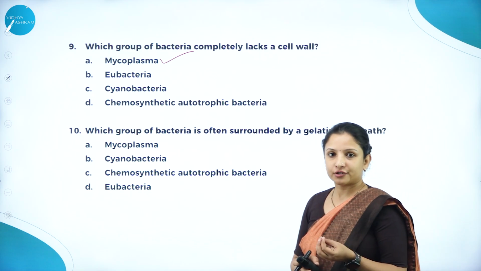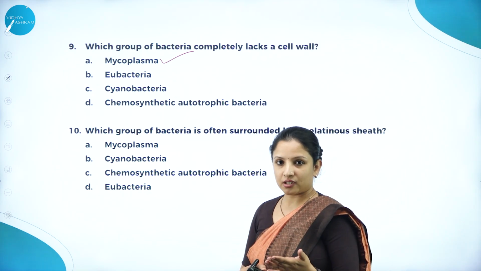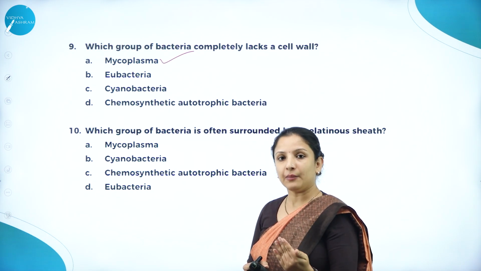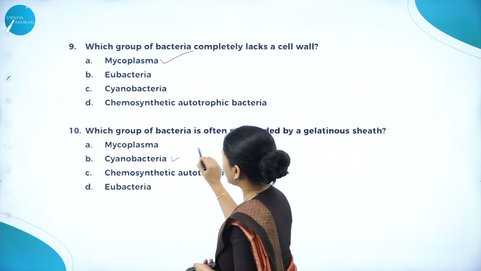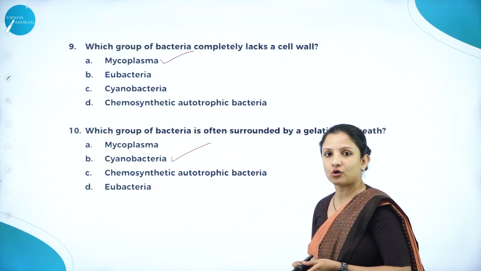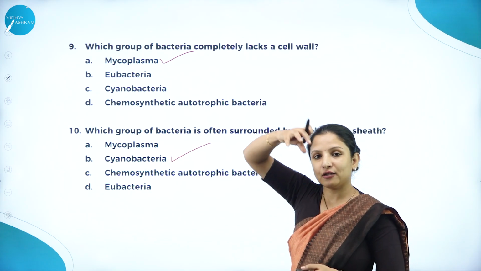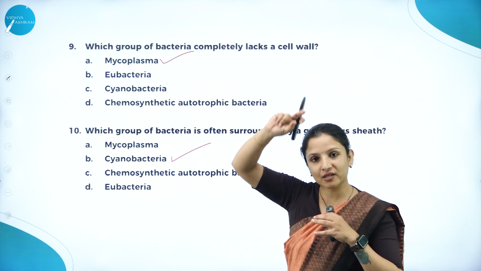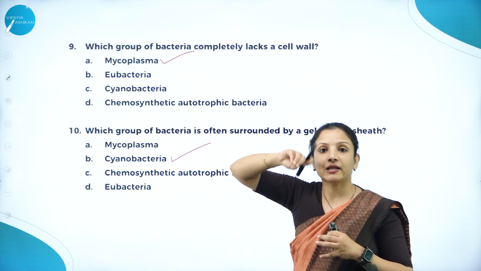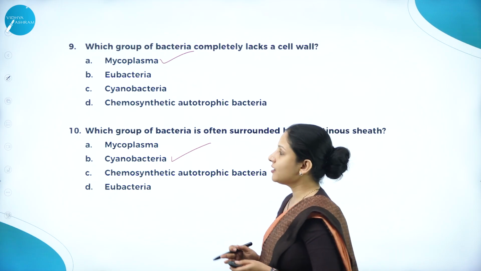Nostoc is the one that is usually surrounded by a gelatinous sheath. Nostoc is an example of cyanobacteria. Here Nostoc is not given, but cyanobacteria is given. Therefore, we can choose the option cyanobacteria, because the single cells of cyanobacteria arrange in the form of a chain, and around it they have a gelatinous, slimy, mucilaginous layer that surrounds it. Therefore, cyanobacteria is the answer.